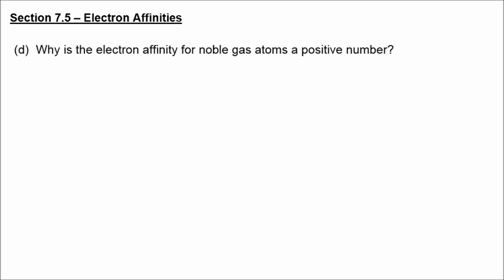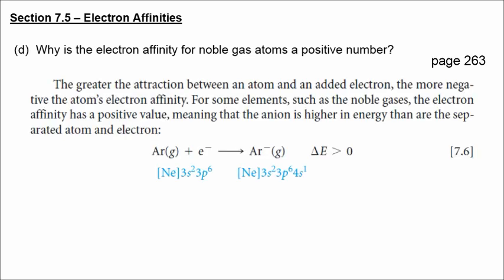So sometimes the electron affinity will be a negative number, as we saw for chlorine, but the electron affinity for certain atoms is a positive number. So for noble gases, it's positive. Think about this. Argon is already a stable atom. Adding one more electron is going to make it unstable. So for some elements, like noble gases, the electron affinity has a positive value, meaning that the anion that's being formed is unstable or higher in energy than the original atom you started with.